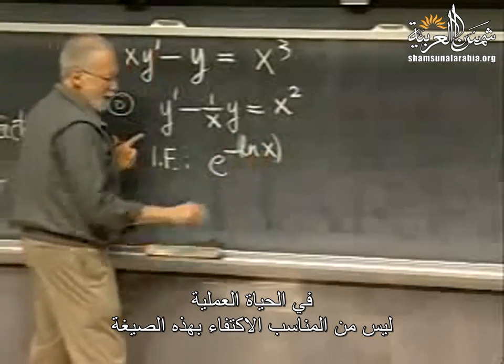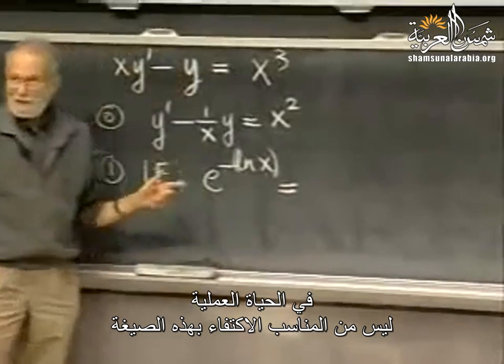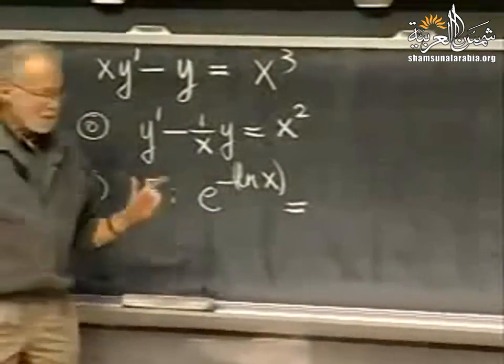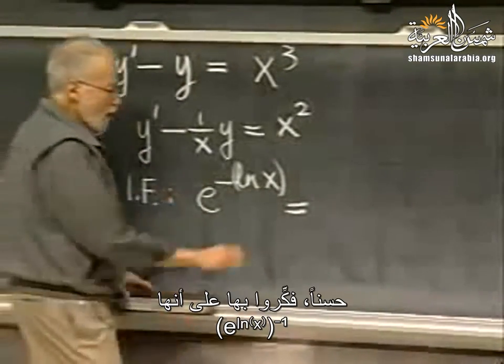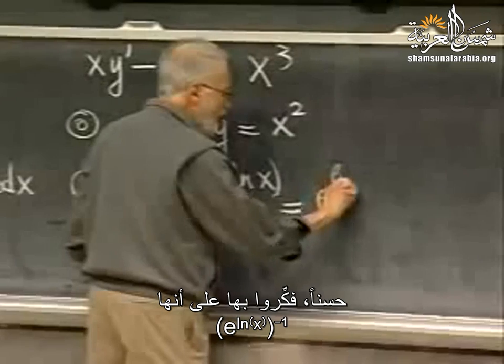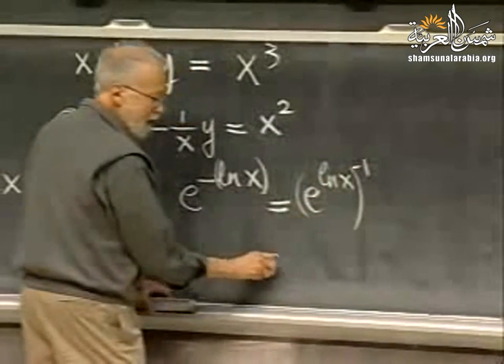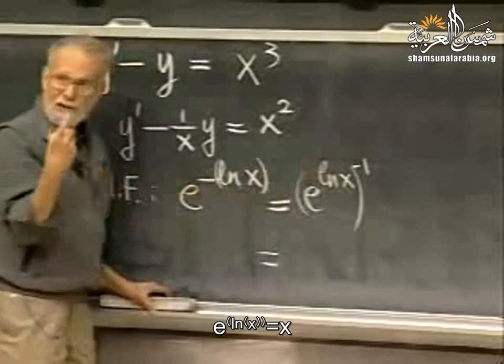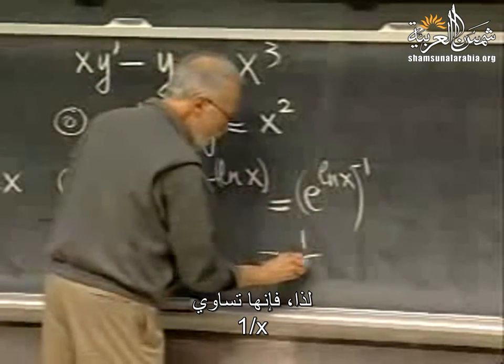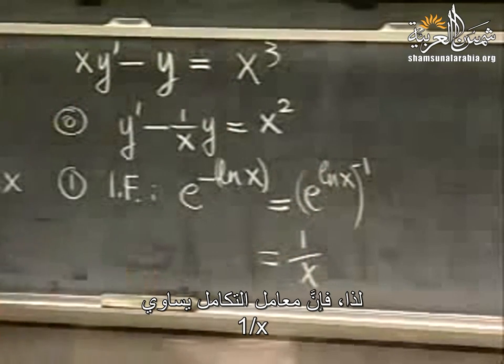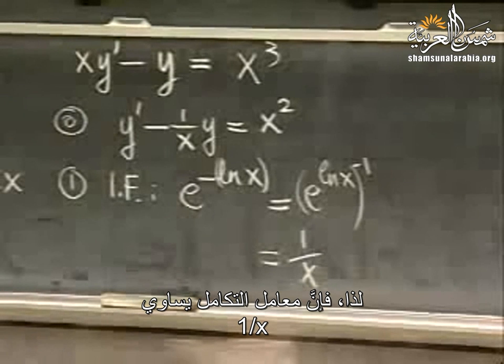Now in real life, that's not the way to leave that. What is e to the negative log x? Well, think of it as e to the log x to the minus 1. Or in other words, e to the log x is x, so it's x to the minus 1, so it's 1 over x. So the integrating factor is 1 over x.